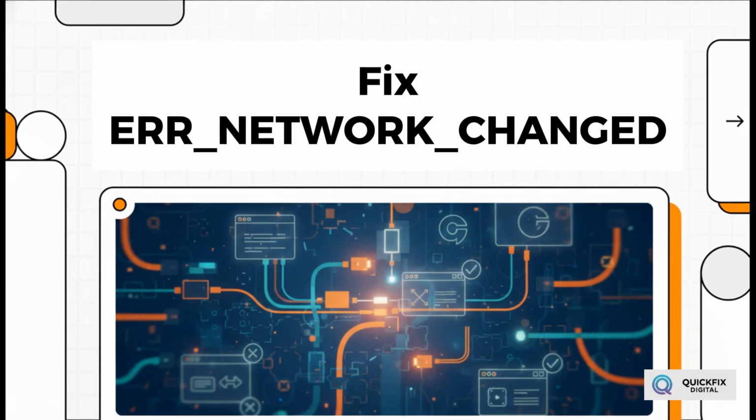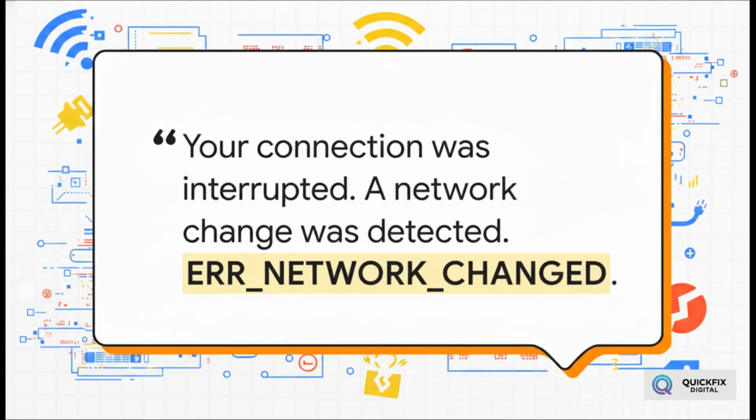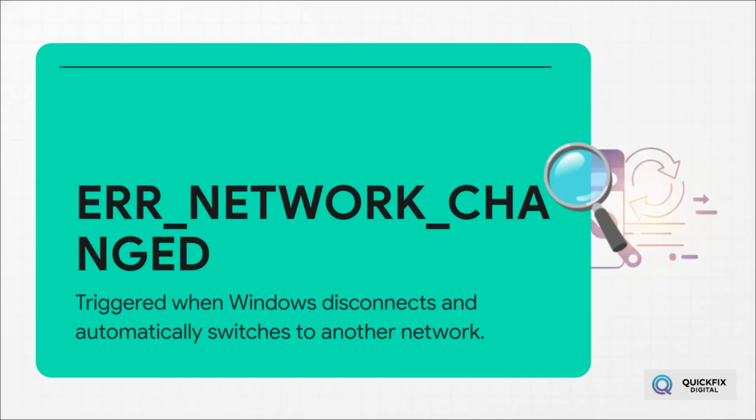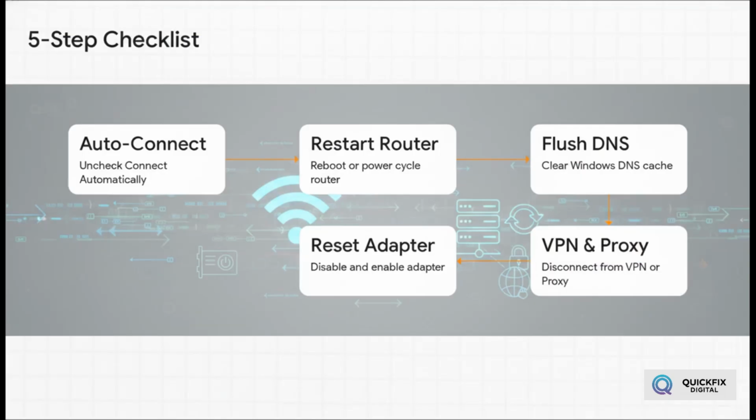All right, let's quickly fix that annoying network changed error in your Chrome or Edge browser. We've all seen this exact message pop up and suddenly interrupt our browsing. So frustrating, right? Basically, this happens when Windows automatically switches networks because your main connection dropped. So here are 5 direct steps to permanently fix this connection issue.